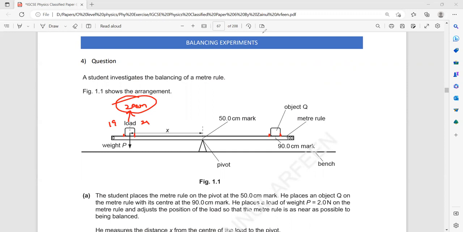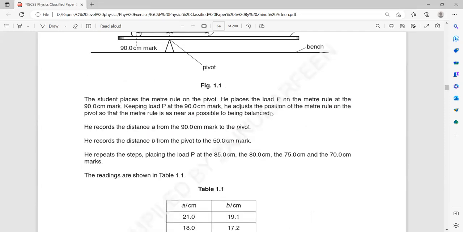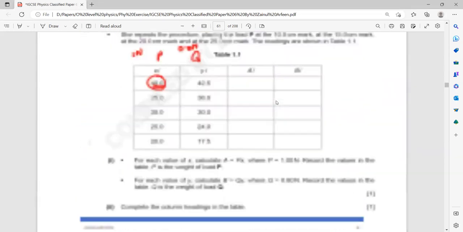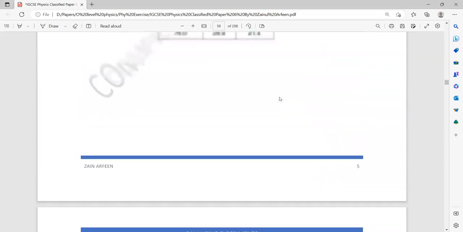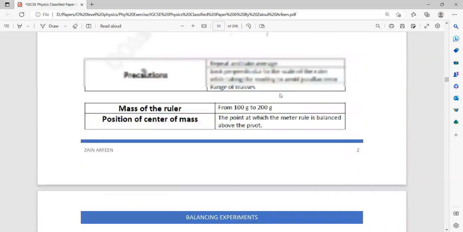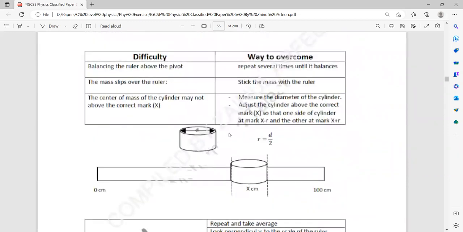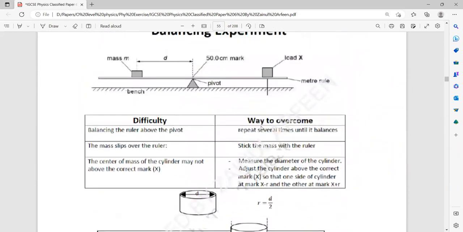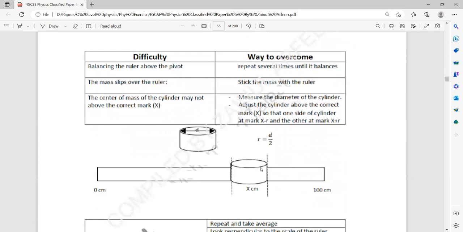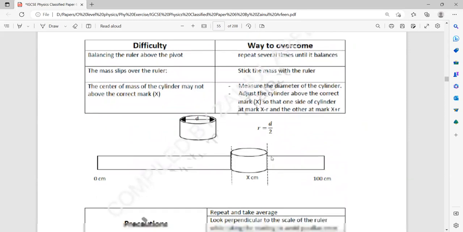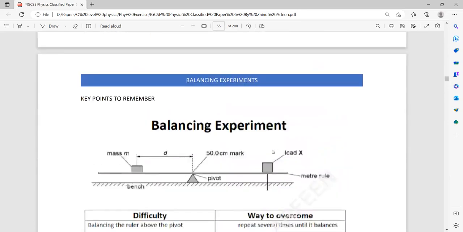Yes, cool. This is the same question. If you check the notes which are given related to the topic, in the beginning of the topic, these are the notes given. Like for example, how we show that difficulties are there. The center of mass of a cylinder may not be above X. So how do you estimate? Like you take the distance before and after and take an average. The same idea.